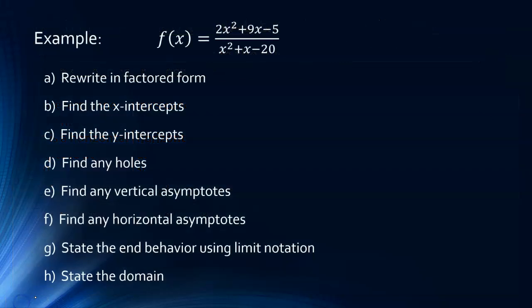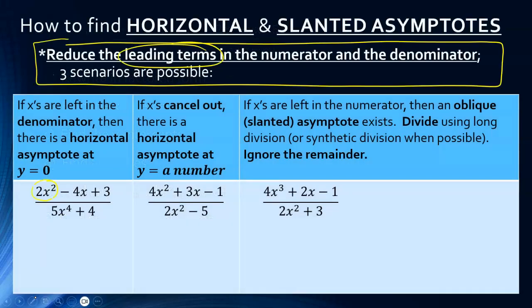That's not showing up very well. Hit the wrong button here. All right. So the leading term in the numerator would be 2x squared. So what's the leading term? It's the term with the largest exponent. So the leading term in the numerator is 2x squared. The leading term in the denominator is 5x to the fourth. So I'm just going to look at that as a fraction.